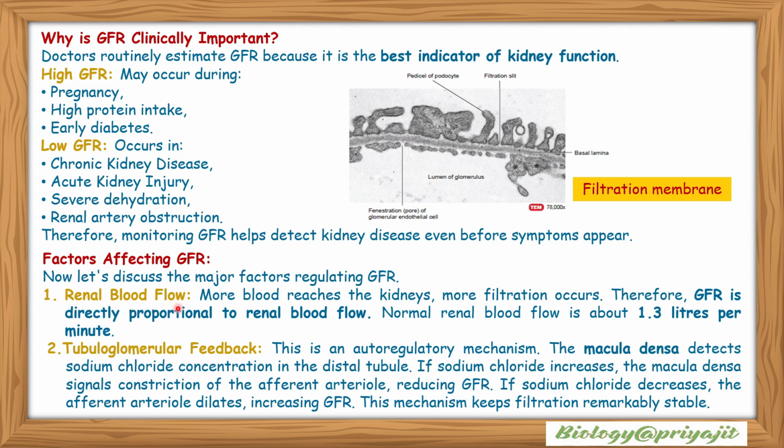Number one is renal blood flow. The more blood reaches the kidneys, the more filtration occurs. Therefore, GFR is directly proportional to renal blood flow. Normal renal blood flow is about 1.3 liters per minute.